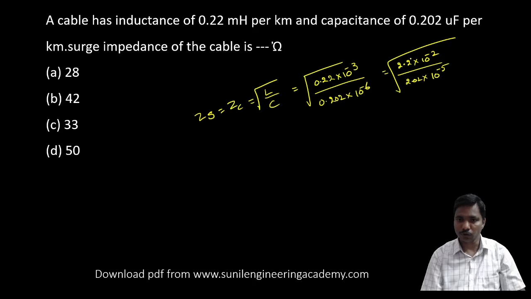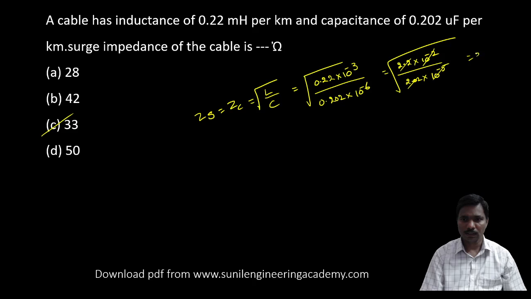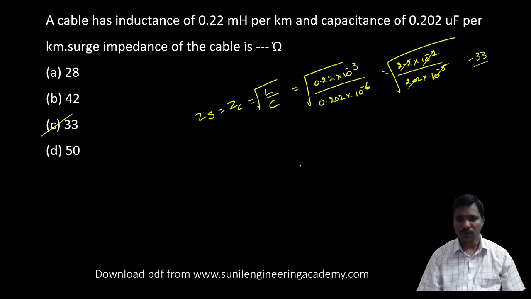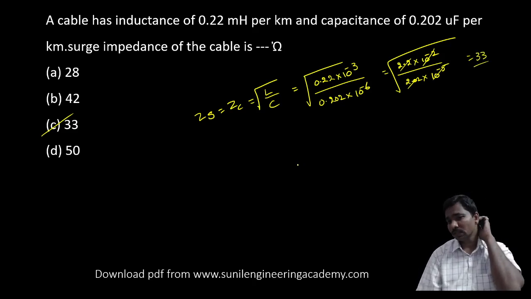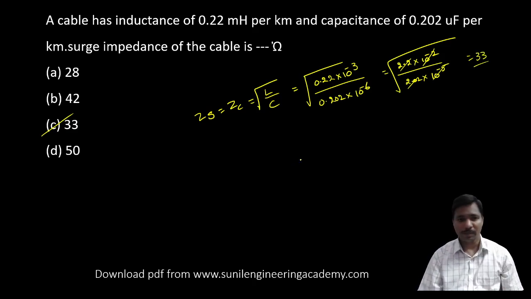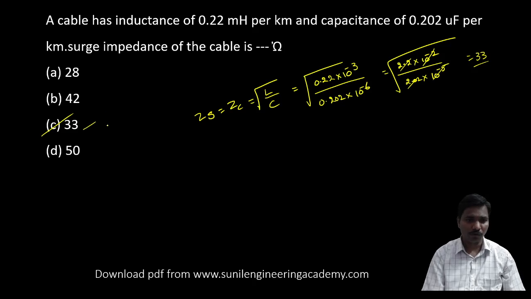So let us take the 2s as cancelled. I am going approximately. Then 10 power minus 2 by 10 power minus 5 becomes 10 power 3. That is root 1000, which is 30 something. So the answer is option C, I think 33. Root 1000: 30 squared is 900, and 33 squared is approximately 1000. So we can easily go with 33.